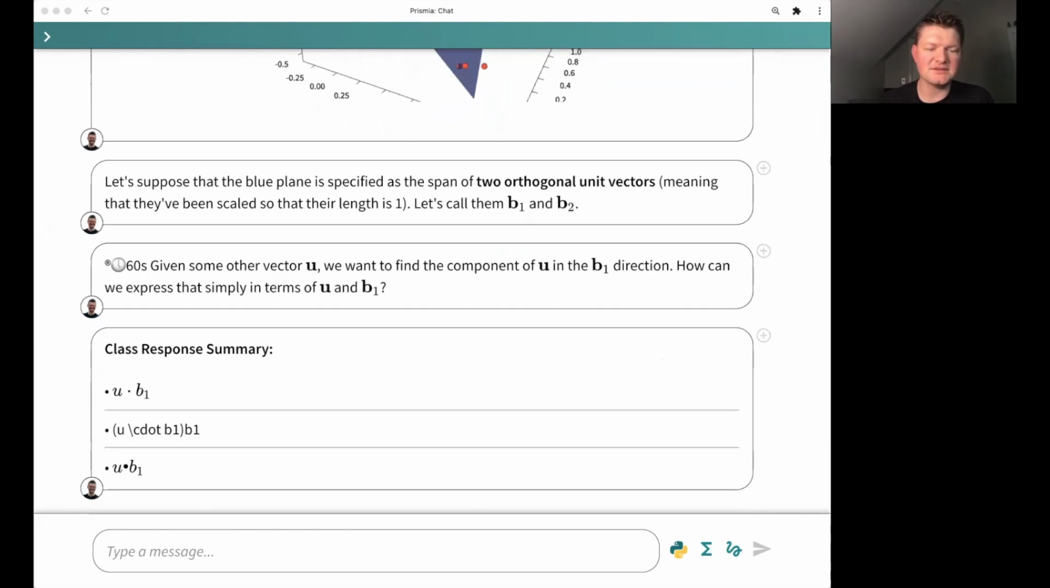Excellent. So we had 3 answers. They were all perfect. They're expressed in slightly different ways, but these are all morally correct. So what we want to do is dot the data point with B1. And that's going to tell us how much B1 we need to sort of reach out in that direction to get as close as we can within the span of B1 to the point U. And if we want to talk about the actual vector, we multiply that weight by B1. If we want to talk about just the weight itself, it wouldn't include that extra B1. But in any case, all of those are correct.